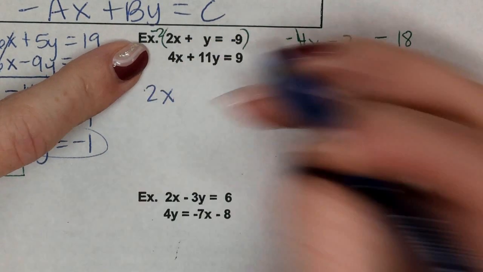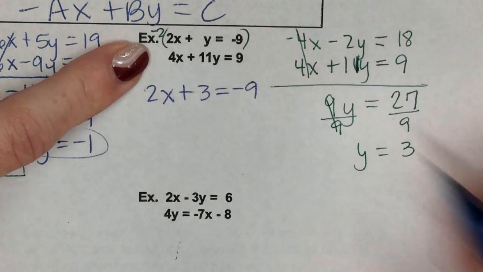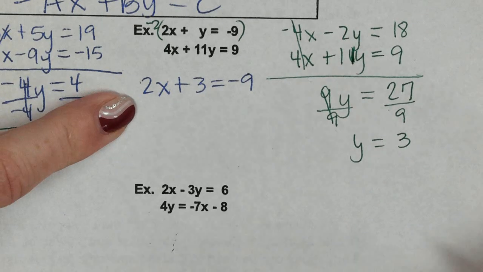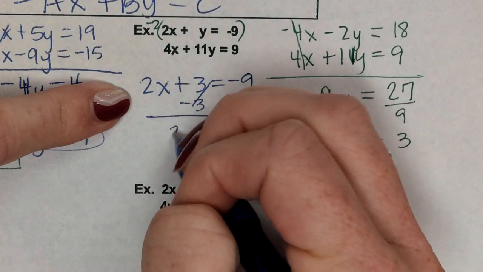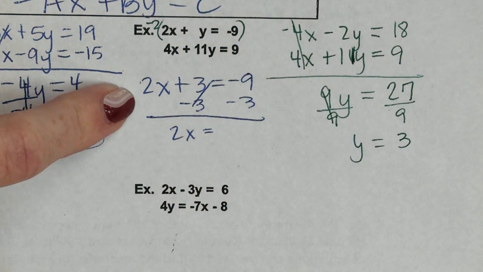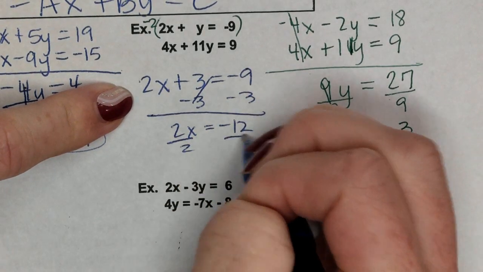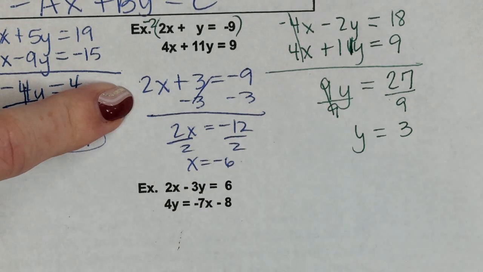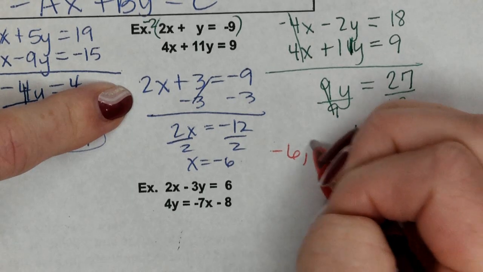So I have 2x plus y, which y is 3, so plus 3 equals negative 9. And then I'm going to subtract 3 from both sides. So I have 2x equals, and negative 9 minus 3 is negative 12. And then divide by 2, and I get x equals negative 6. So my answer is (-6, 3).